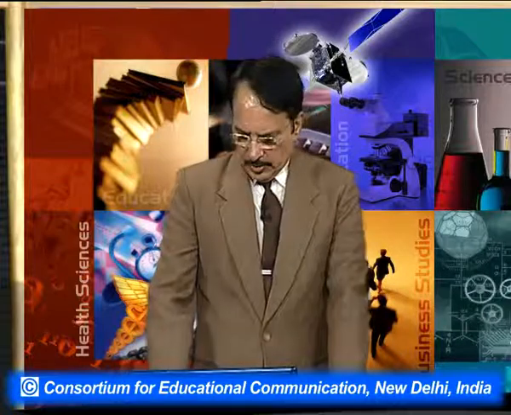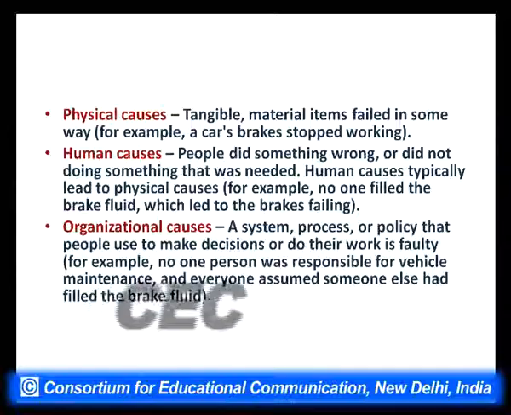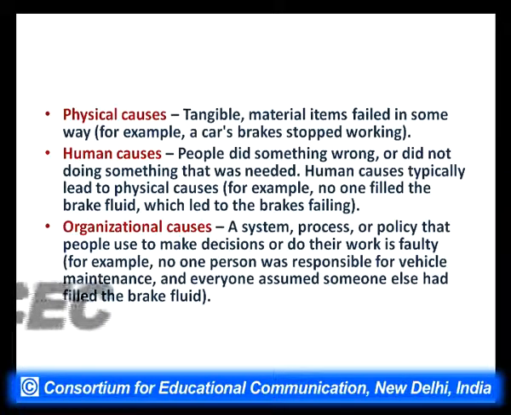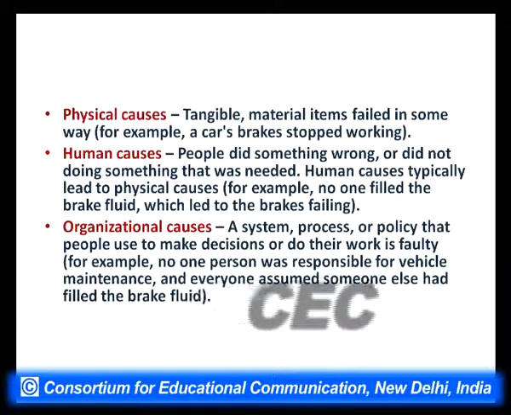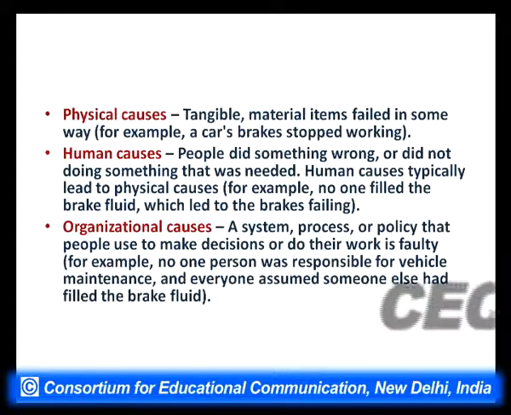You will usually find three basic types of causes if you analyze the problem. There are physical causes. Tangible material items failed in some way. For example, a car's brakes stopped working and the accident occurred. Human causes. People did something wrong or did not do something that was needed. Human causes typically lead to physical causes. For example, no one filled the brake fluid, which led to the brakes failing.